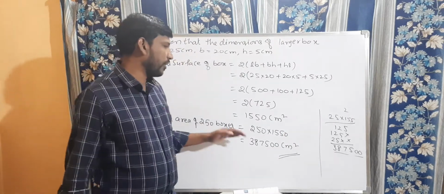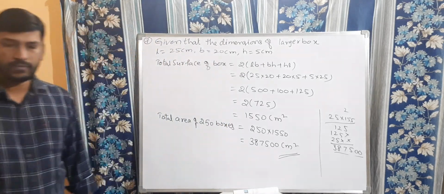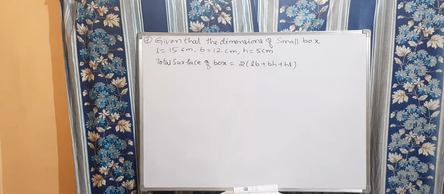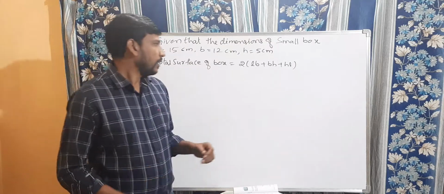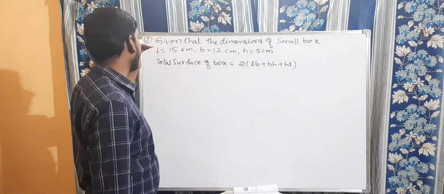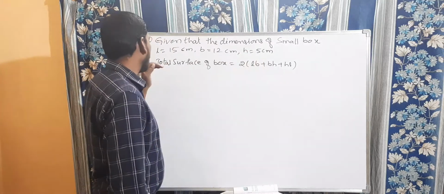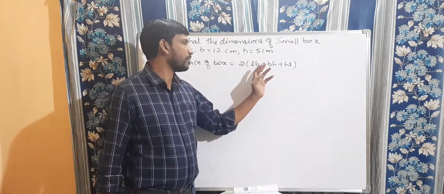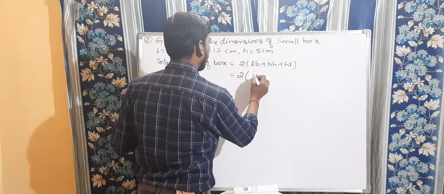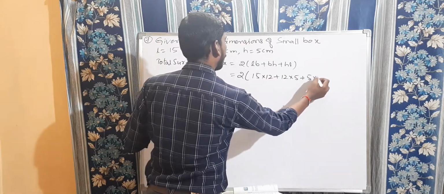Okay. Now in the same way we are going to find out the small box also. Please copy this one. Right, children, let us find out the total surface area of the small boxes. The given dimensions are length equal to 15, breadth equal to 12 centimeter, height equal to 5 centimeter, and the total surface area of the box equals 2 into (LB plus BH plus HL). Now substitute the values: L is 15 and breadth is 12, plus 12 into 5, plus 5 into 15.